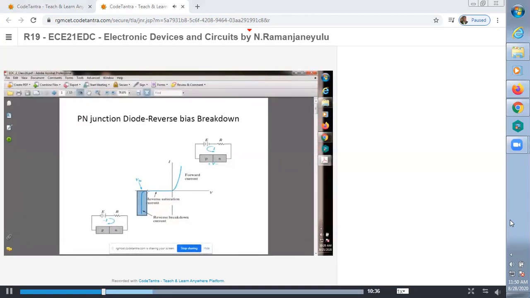Right? Okay, remember this one: to operate diodes in the breakdown region, manufacturers specially design them. These diodes are called special diodes. Okay, these diodes are breakdown diodes. The power handling capability of these breakdown diodes is very, very high compared to normal PN junction diodes.